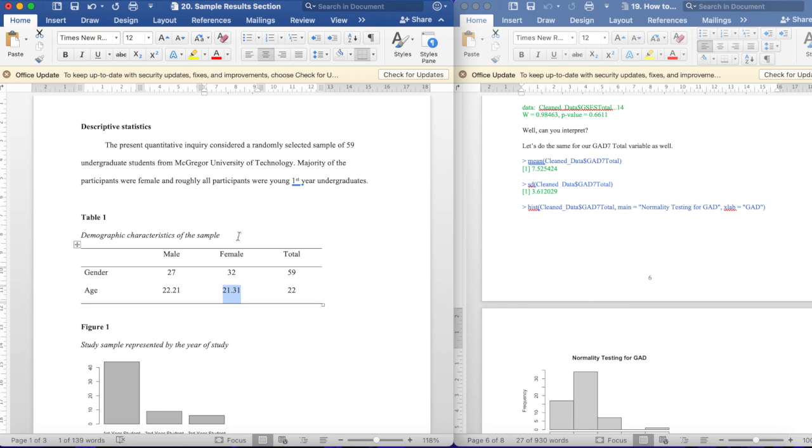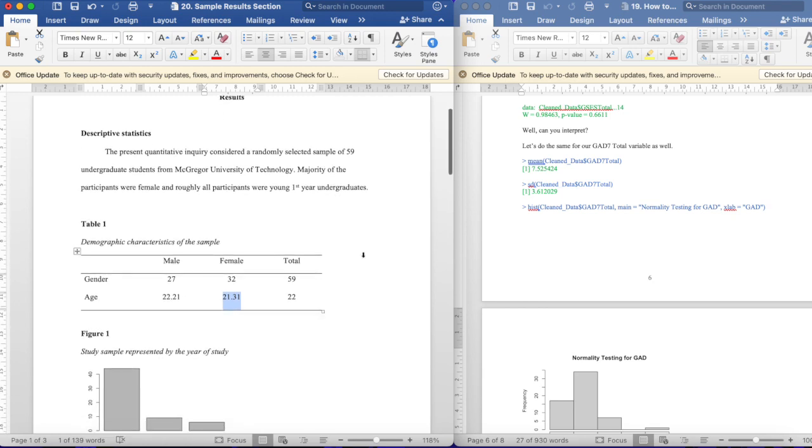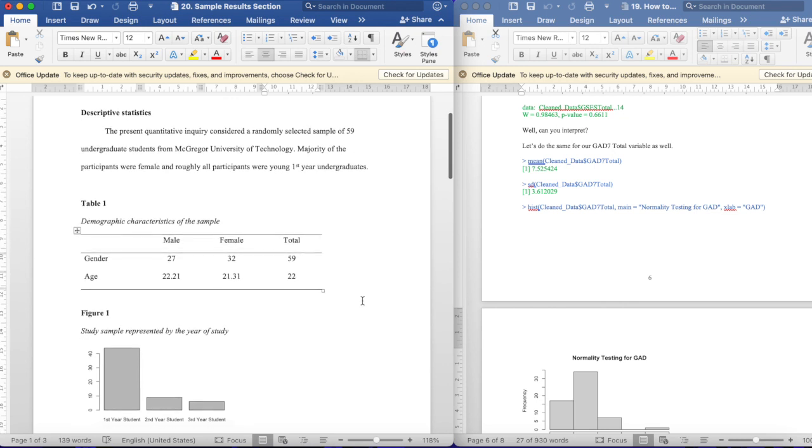And some people actually write the mean age is this with a standard deviation of this. That also you can do. But since you guys are in first year, I think something like this is pretty much okay. We don't need to dig too deep into this right now. So here the objective is to understand how to write a basic results section. That's the most important thing, so we'll just focus on that for now, okay?